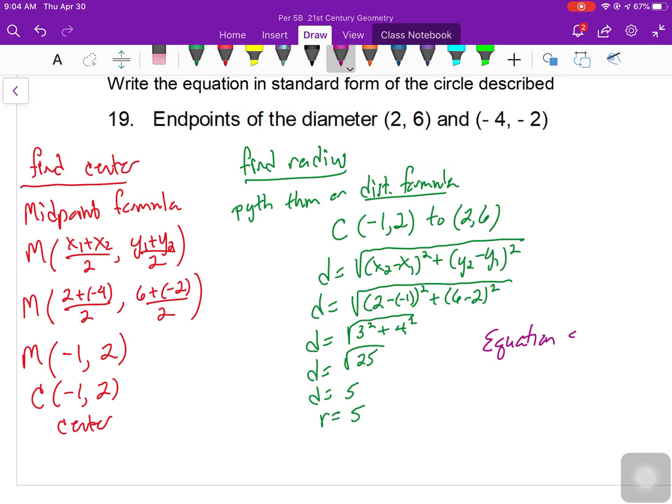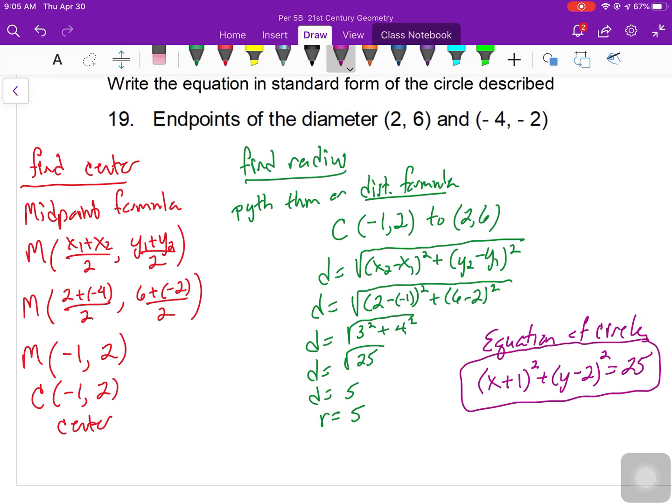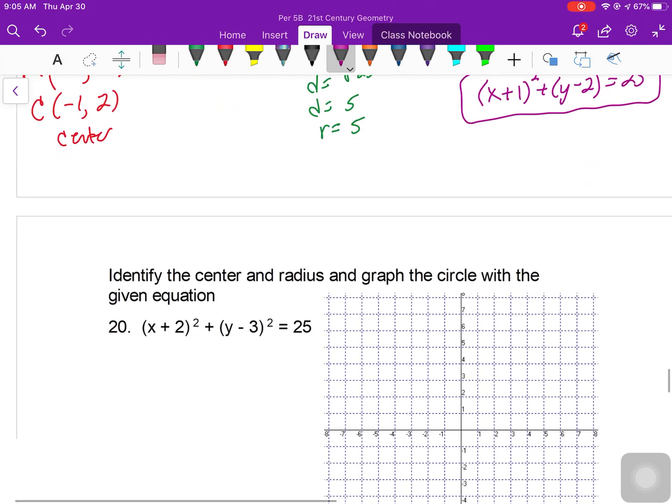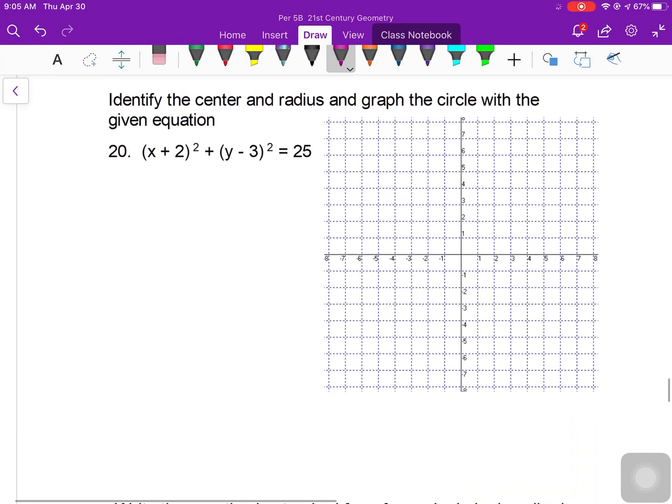The equation of our circle then is going to be x plus 1 squared. We have to use the opposite. And then y minus 2 squared. And then we need the radius squared, which would be 25. You always have to know the center and the radius first before you can do anything else.